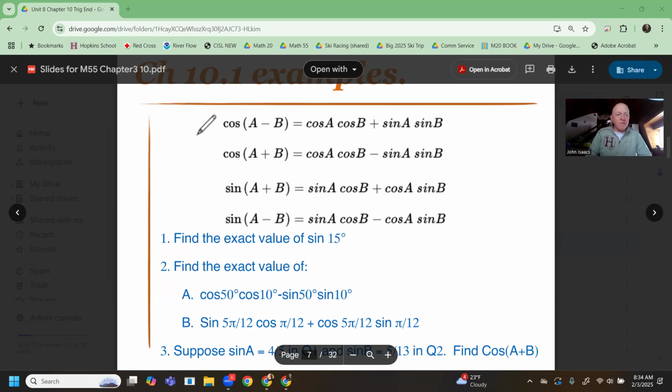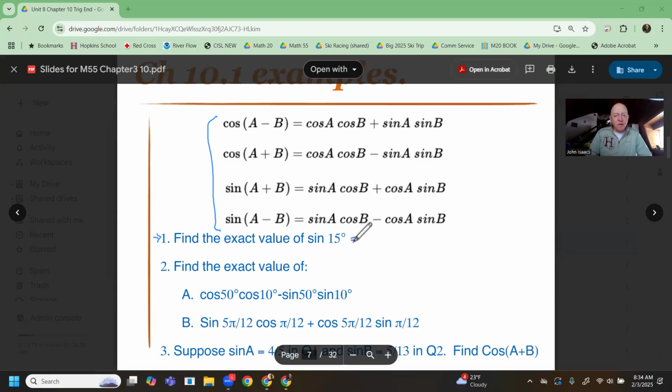So we have, and I realize that you can't tell where I'm pointing, we have these formulas derived: cosine and sine sum and difference formulas, where A and B are two different angles. And we have our first problem: find the exact value of sine 15. So sine 15 is not a unit circle value, but 15 is equal to, for example, 45 minus 30 or 60 minus 45. It actually doesn't matter which two you use as long as you get to 15.